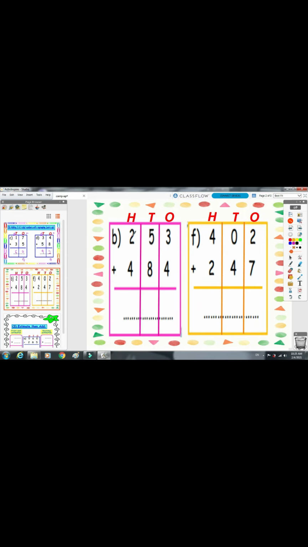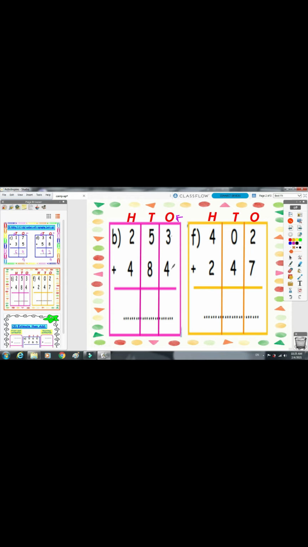This example I have 253 plus 484. They are 3-digit number plus 3-digit number. So as we said, we will start from the right and put the places. I have ones, tens, and 100.